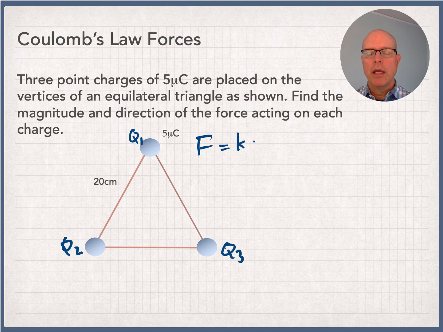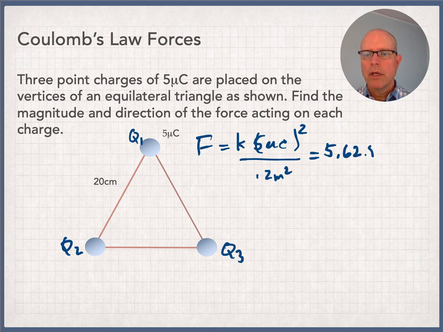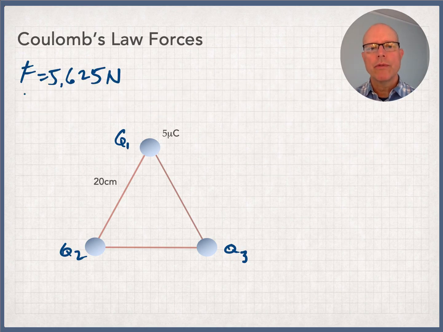So I've got k, I've got 5 microcoulombs, and we're going to square that. And then the side of the triangle is 0.2 meters, and we'll go ahead and plug that in. I'm going to grab my calculator here and do it. Okay, and so when we do that, we get 5.625 newtons. So that's the force that we're going to be using. What I want to do then is show you how we can break this down and really use unit vectors to our advantage. Okay, so the force of everything acting on everything else is 5.625 newtons.